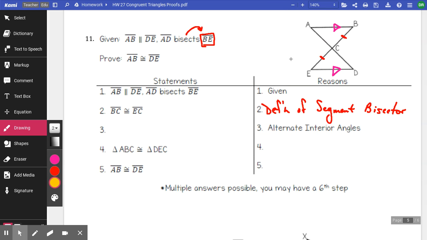And we should see that here we have parallel lines. We have alternate interior angles A and D. And so we can list that here. Angle A is congruent to angle D.